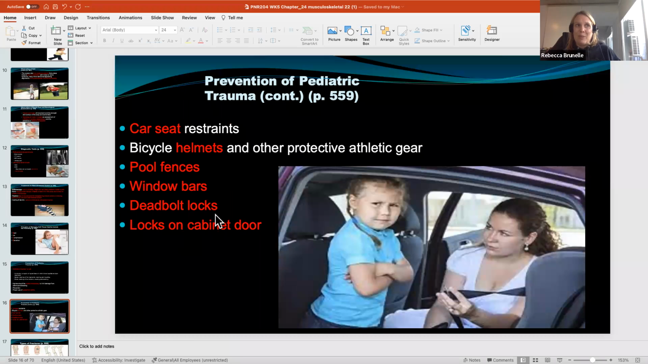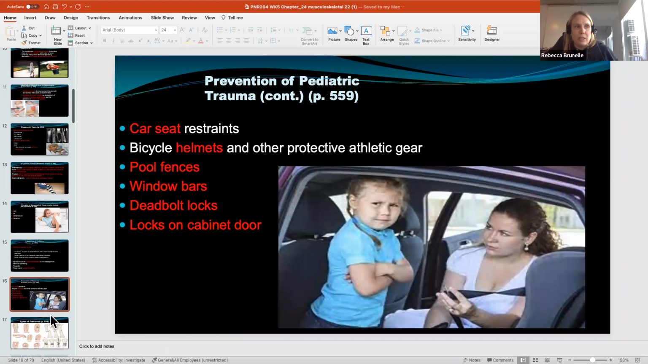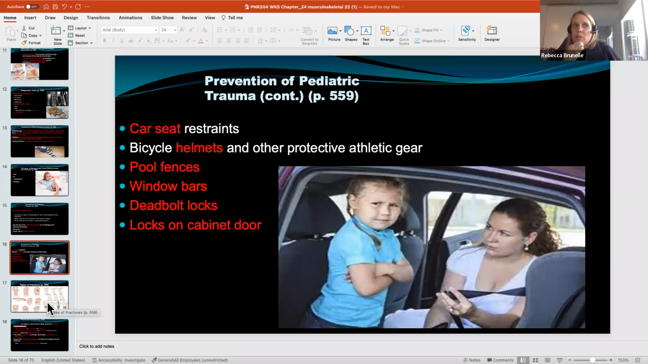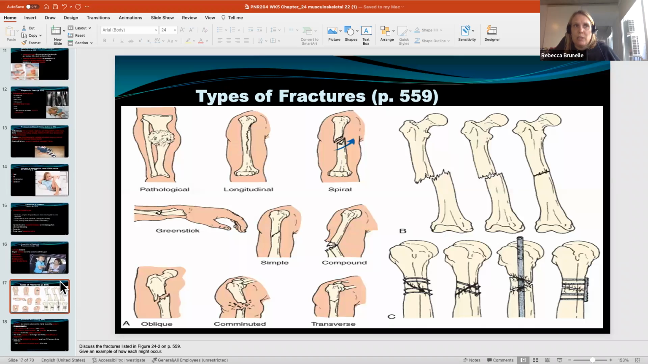Basic things that we talk about in terms of pediatric prevention of trauma: car seats or seat belts, bicycle helmets, pool fences, window bars, locks on cabinet doors, all of those things that I think we probably know, but never assume that your parents know this, and make sure you're doing a good job of anticipatory guidance. This slide goes over the different types of fractures.